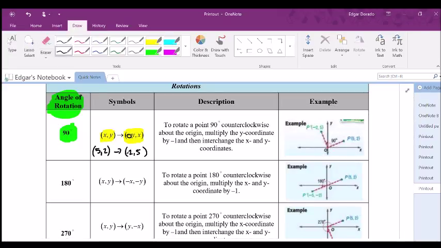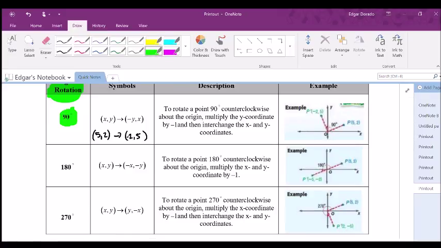Okay, so let's go ahead and actually read the description first though. It says to rotate a point 90 degrees counterclockwise about the origin, you multiply the y coordinate by -1 and then interchange the x and the y coordinate, which is exactly what we did. Okay, we changed the x's to y's, and then we just made sure that that new x value had a negative in front of it. Okay, all right, so that is the rule for 90-degree rotations. Now let's take a look at 180-degree rotations.